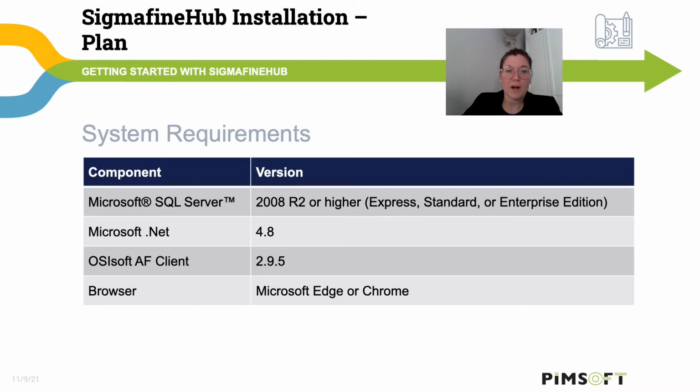The system requirements for Sigmafine Hub are the following. Microsoft SQL Server must be version 2008 R2 or higher. Microsoft .NET version 4.8, OSIsoft AF Client version 2.9.5. Regarding the browser, both Microsoft Edge and Chrome are okay for Sigmafine Hub. As you can see, all those components can be easily installed by the customer IT.